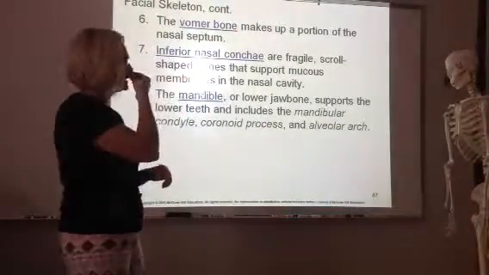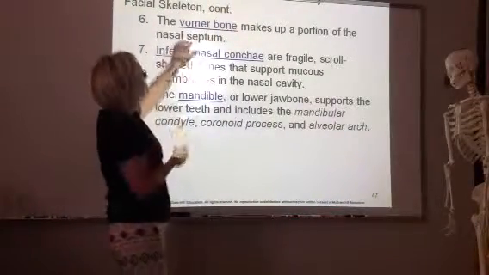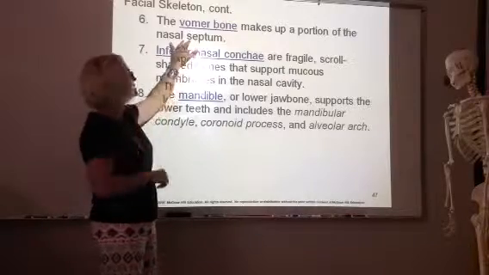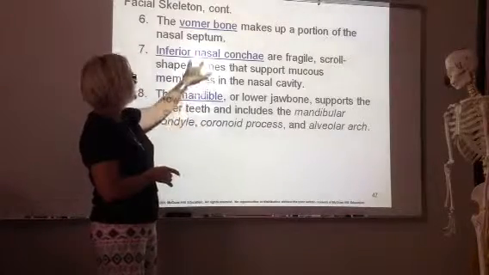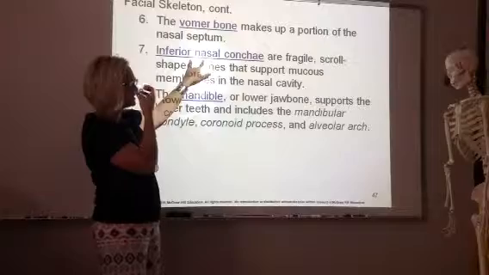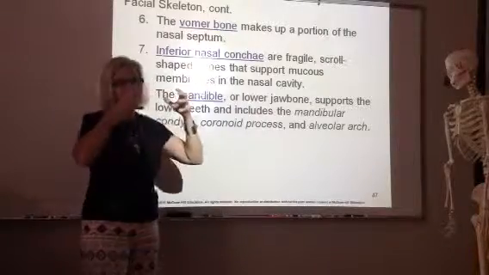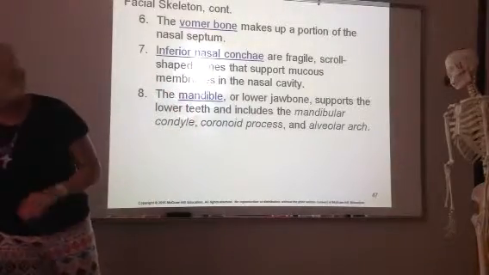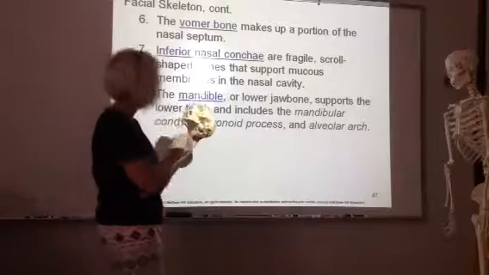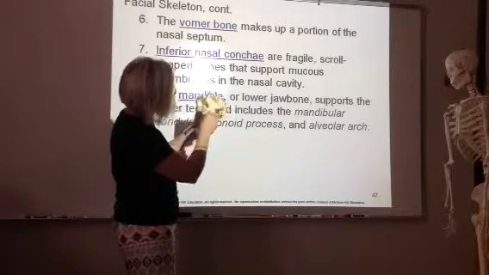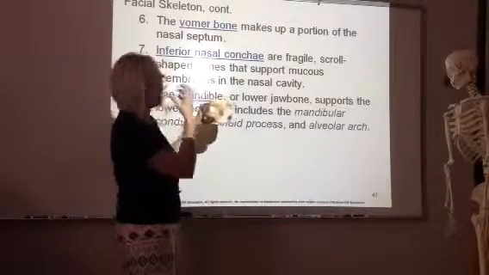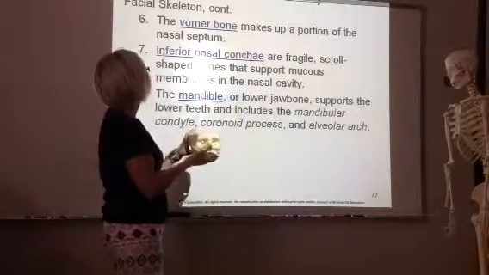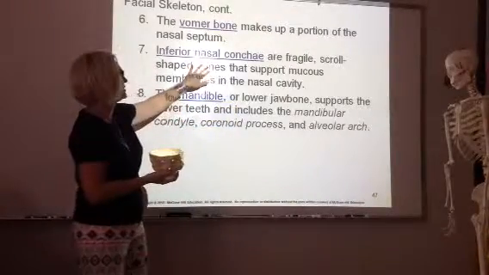Vomer bone, like I said, makes up the septum. It's the middle part that separates your nasal cavities. Nasal conchae are just little, basically, how do I want to say, scrolls. I don't really like that. But basically, inside of your nose, there's a couple little areas that stick out. So inferior are going to be on the bottom.